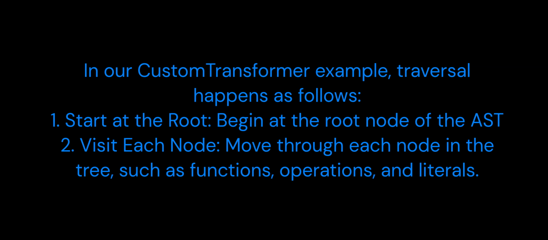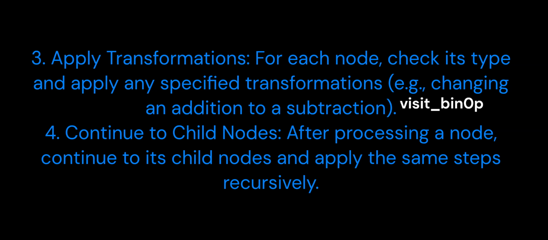Start at the root. Begin at the root node of the AST. Visit each node. Move through each node in the tree, such as functions, operations, and literals. Apply transformations. For each node, check its type and apply any specified transformations, e.g., changing an addition to a subtraction. Continue to child nodes. After processing a node, continue to its child nodes and apply the same steps recursively.